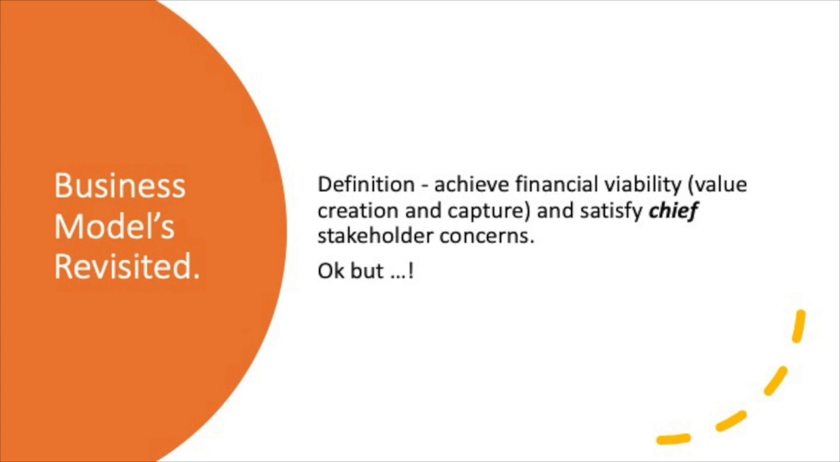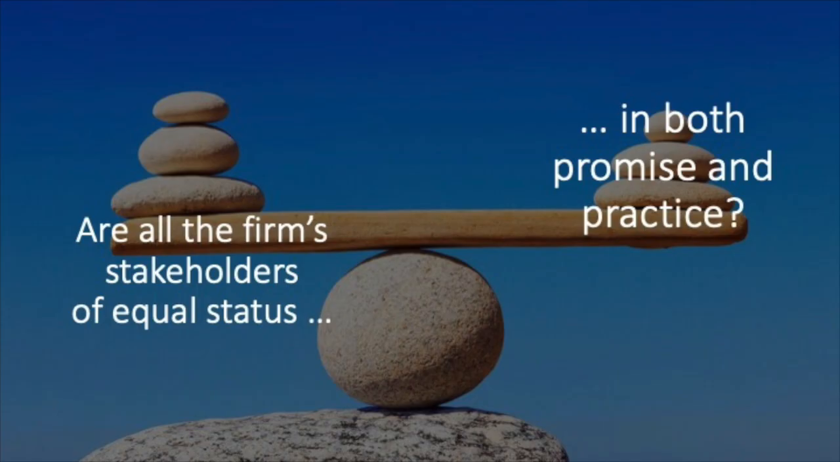And the business model needs to satisfy chief stakeholder concerns. Because if it doesn't, and things go wrong, the chief stakeholders have got the authority and the power to withdraw their support, which will bring the rapid end to that particular enterprise. And this is okay to an extent. Some stakeholders are more significant than others. The chief stakeholders are more significant than others.